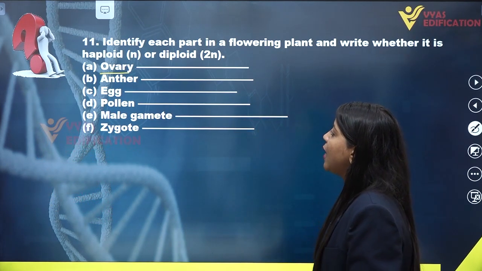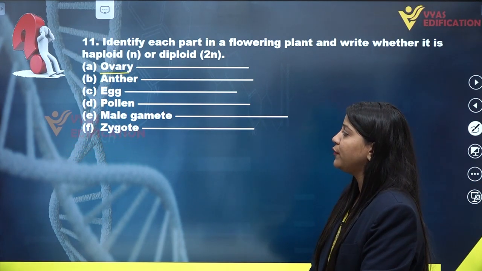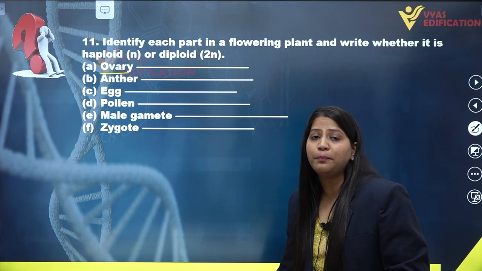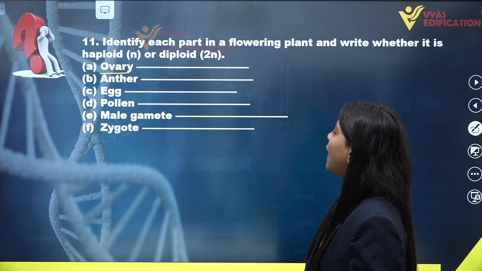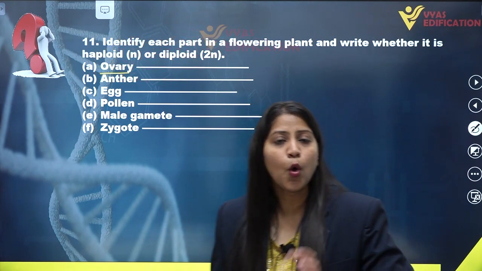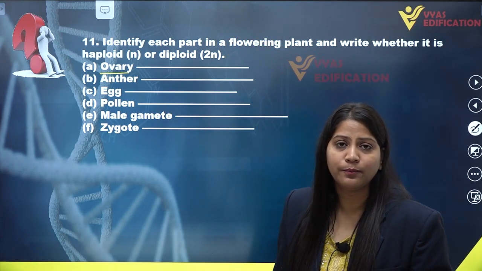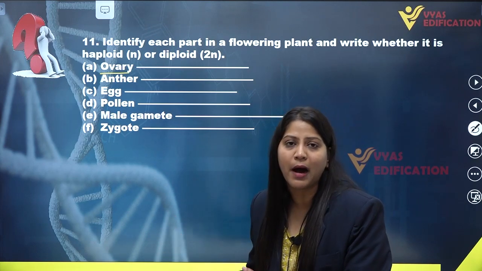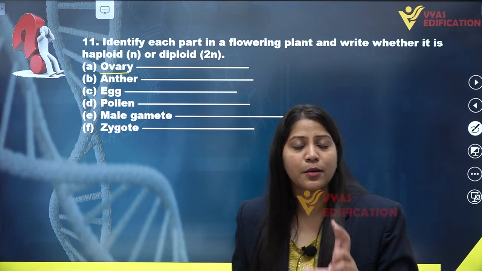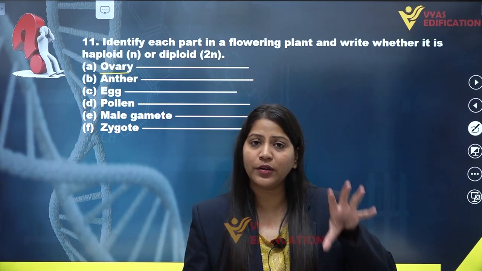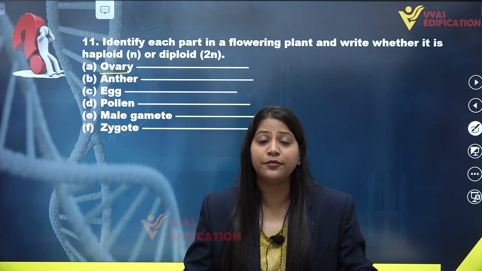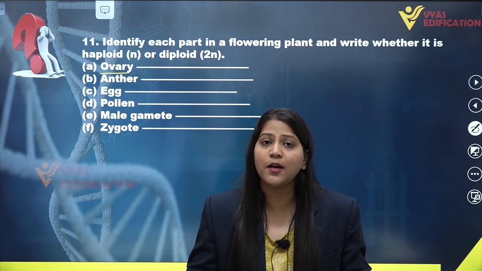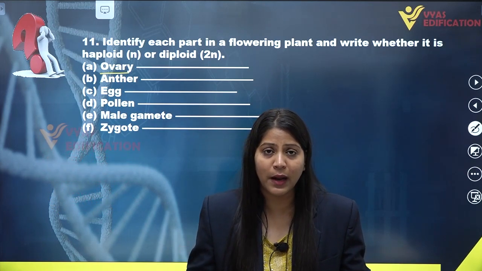Alright, now we have to identify the ploidy level of each of these things given on the screen. So first we have the ovary. We are talking about flowering plants. We know that the ovary is a part of a flower. Ovary, first of all, is a part of the female reproductive part, which is retained on the flower. The flower is the reproductive structure of angiospermic plants, or of all flowering plants.